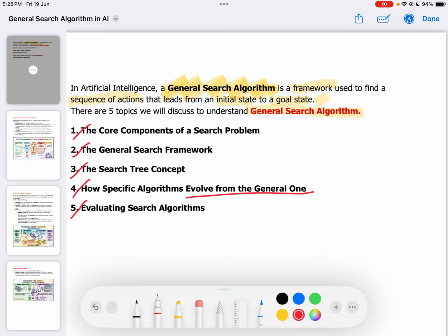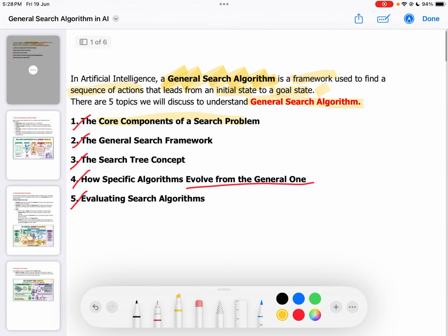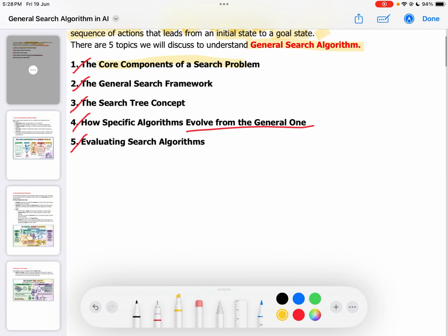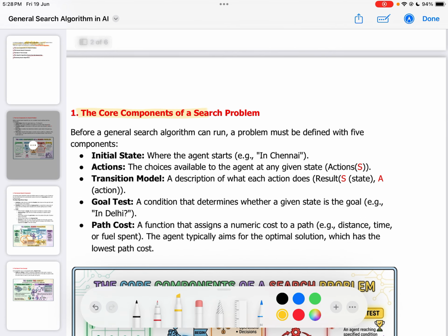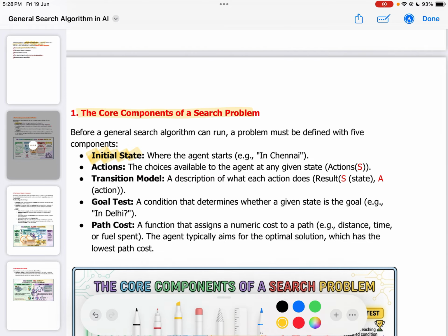So let's get in. In this video we will first cover the core components of a search problem. The next topics we will cover in the coming videos. Okay, what are the core components of a search problem? Any search algorithm, to run, must have five components inside it. One is the initial state, to understand where we are starting and where we have to go.